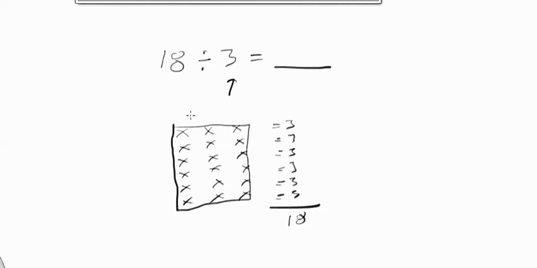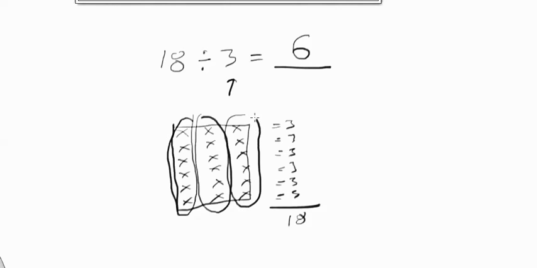And each basket will hold 1, 2, 3, 4, 5, 6 apples. So we just used an array to divide 18 into 3 equal amounts. And that's how you use an array to divide.